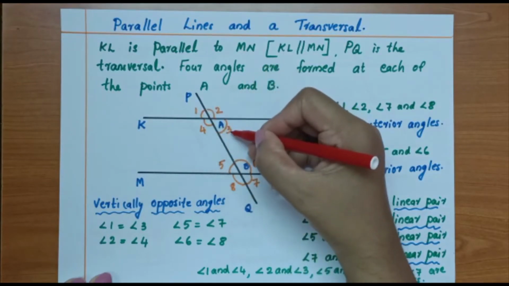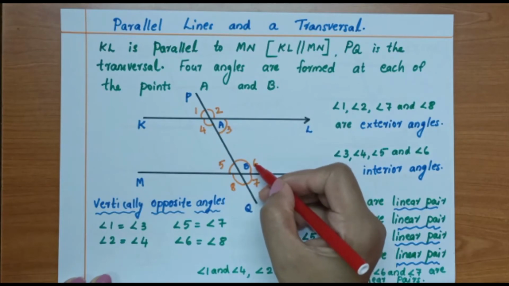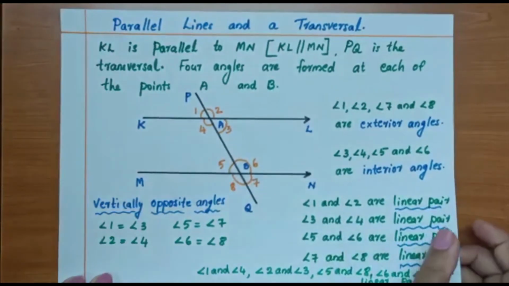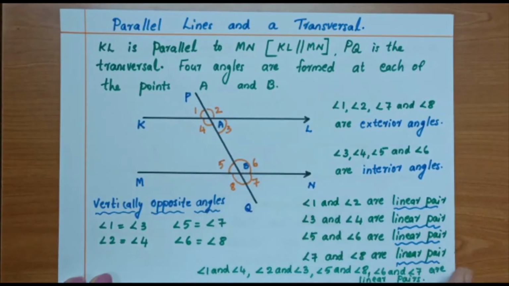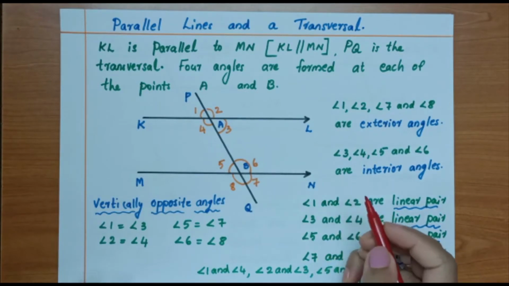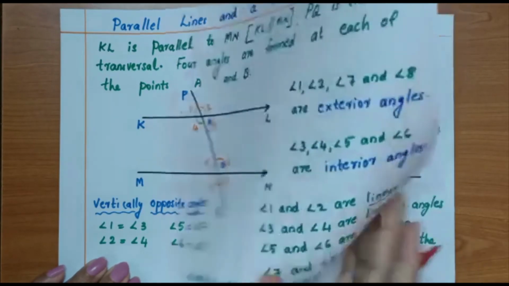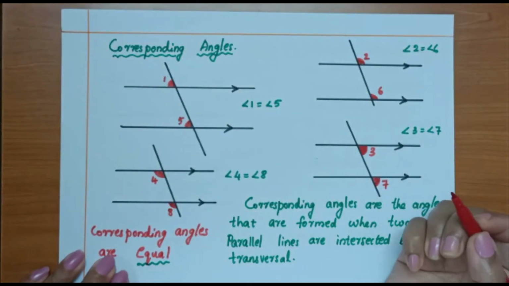Angle 1 equal to angle 3. The same way, angle 5 equal to angle 7, angle 6 equal to angle 8. So these are the main properties of these 8 angles. Then when a transversal is intersecting two parallel lines, we will get 3 different types of angles, that are corresponding angles, alternate interior angles, and interior angles.